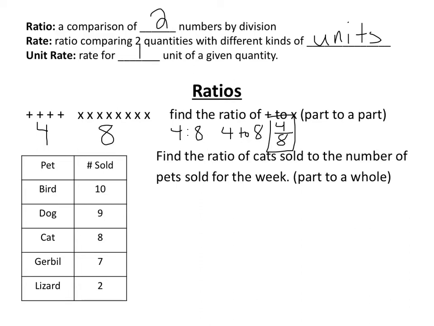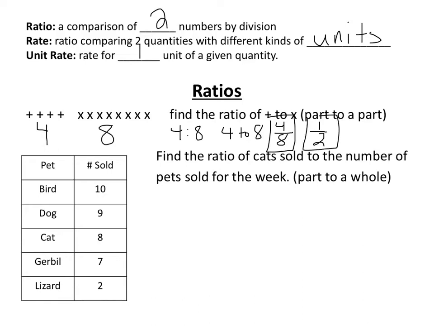Now the other part of this though is we're always going to write ratios in simplest form, much like we would with a fraction. So if it's 4 over 8, both of those are divisible by 4. 4 divided by 4 is 1. 8 divided by 4 is 2. So 4 to 8 is the same thing as 1/2.